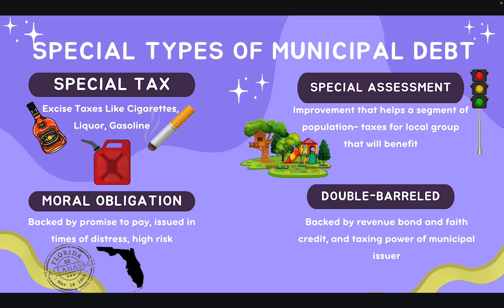And then we have double-barreled. So basically they're backed in two ways. These bonds are backed by the revenue bond itself and the faith, credit, and taxing power of the municipal issuer. Usually this is backed by an ad valorem tax. So it's the revenue bond, but then it's also backed by a taxing power, double-barreled. So those are obviously not as risky, right?